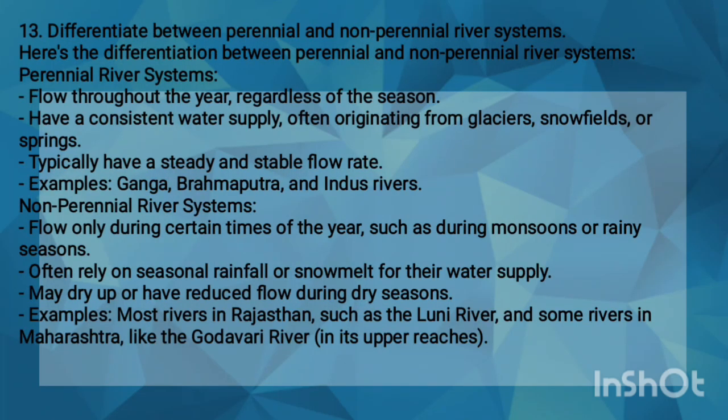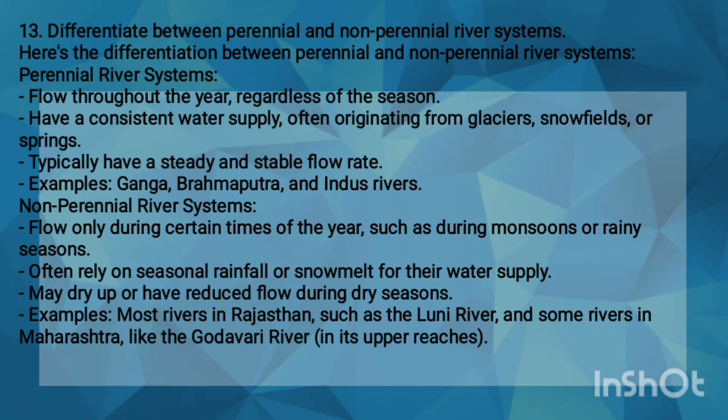Differentiate between perennial and non-perennial river systems. First, perennial river systems flow throughout the year regardless of the seasons and have a constant water supply, often originating from glaciers, snow fields, or springs. These rivers typically have a steady and stable flow rate, with examples including the Ganga, Brahmaputra, and Indus rivers.